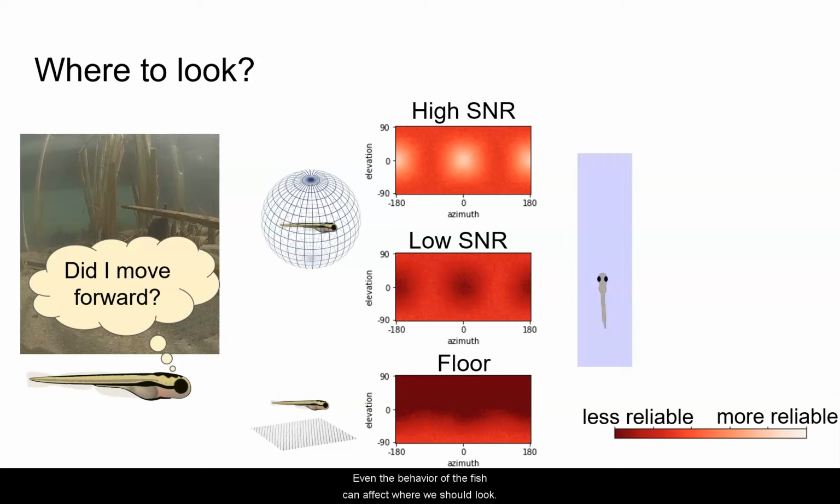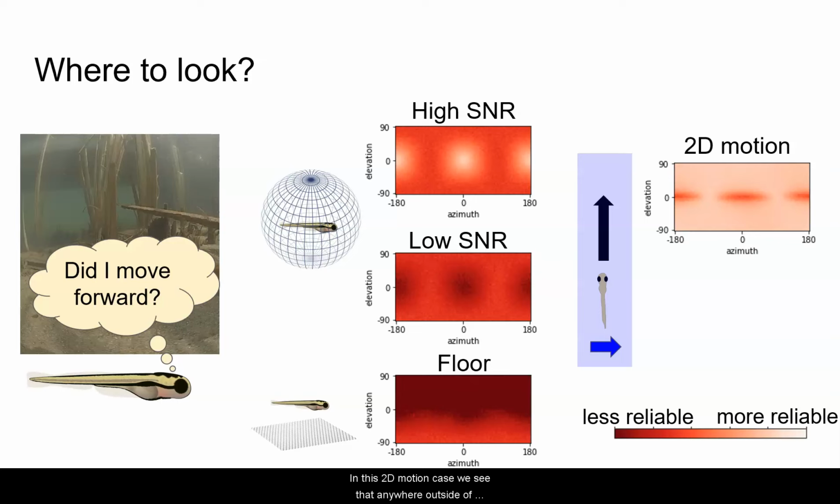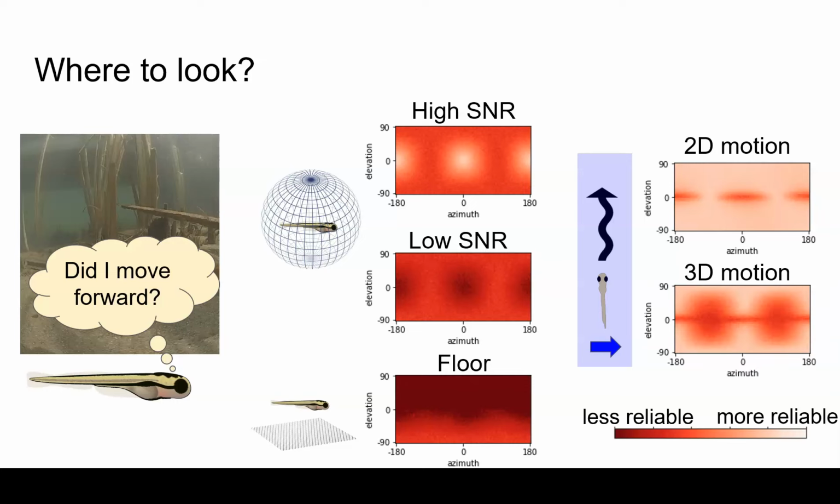Even the behavior of the fish can affect where we should look. So let's see what happens when our fish is swimming in a straight line, so pure forward translation, but it's being swept sideways by a current. In this 2D motion case, we can see that anywhere outside of certain regions on the equator will give decent motion estimations. However, if the fish combines rotation with translation, as many swimming animals do, we will now see that there are large patches of possible confusion between rotation and translation on the sides of the animal.